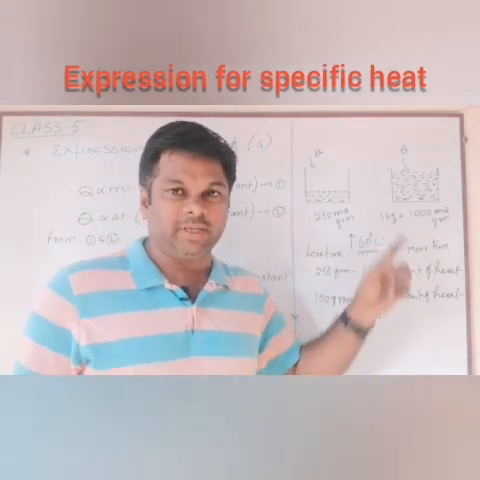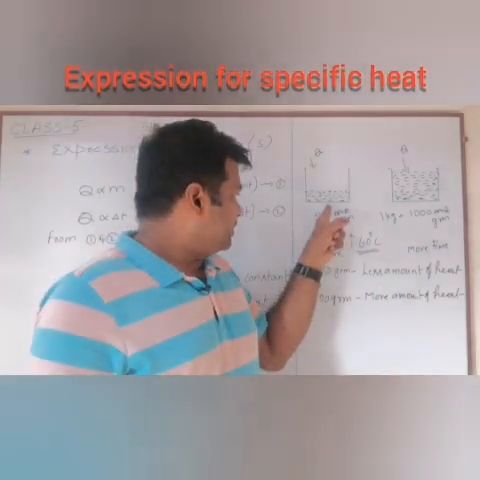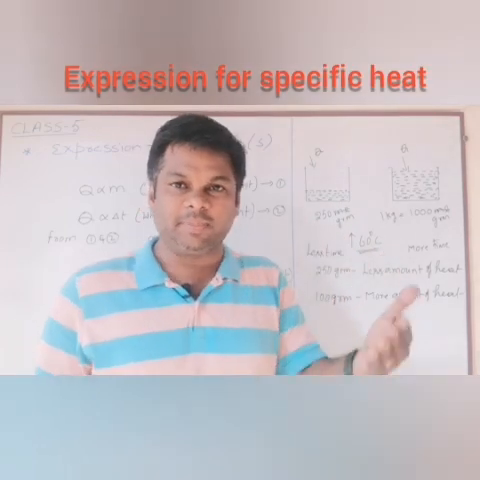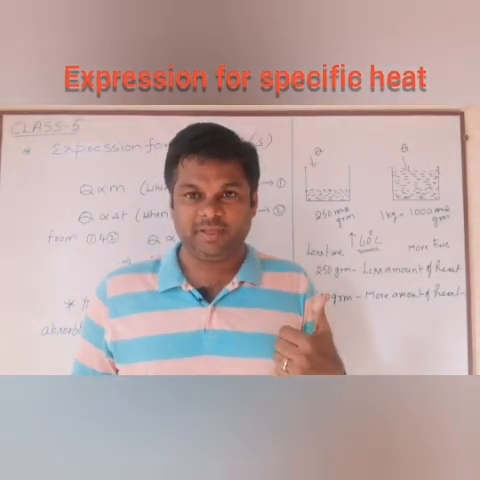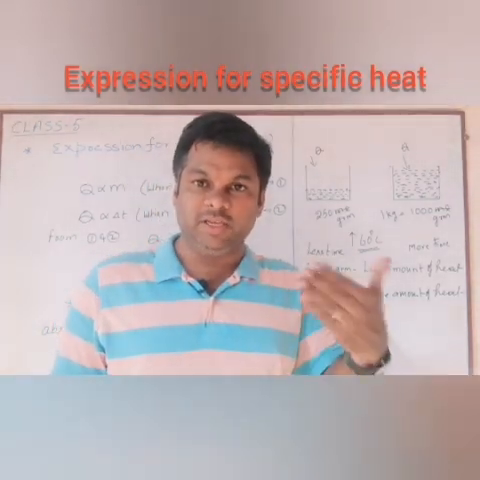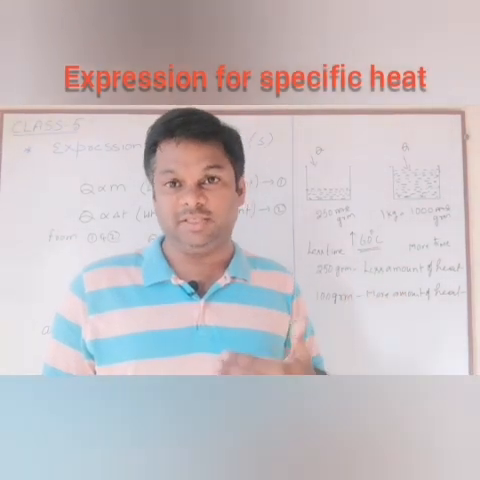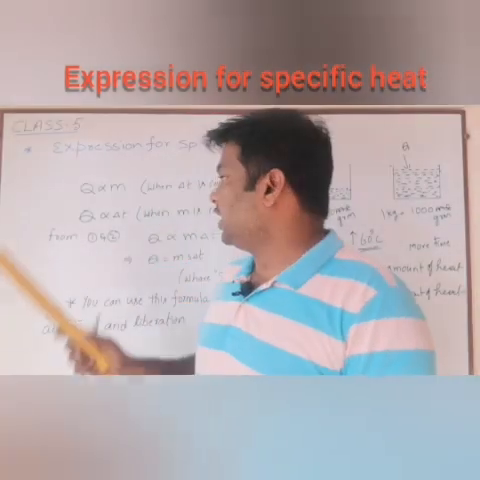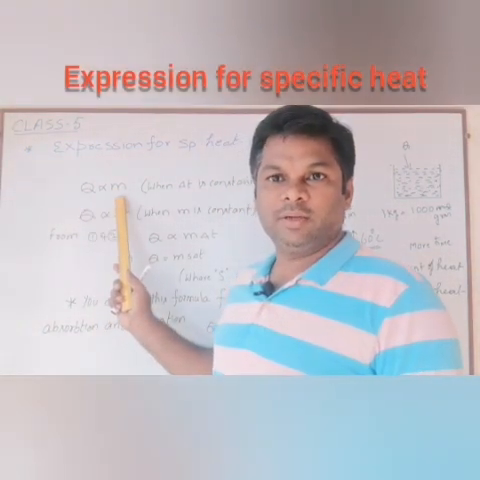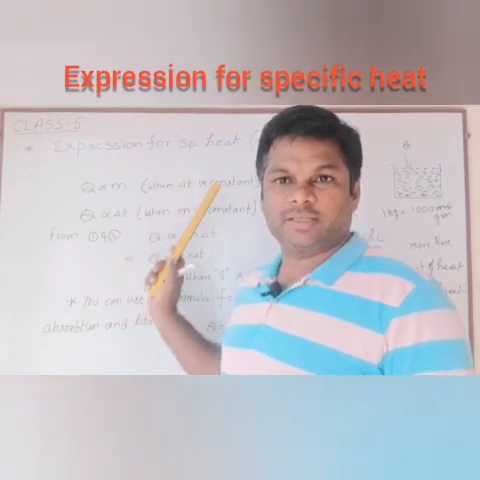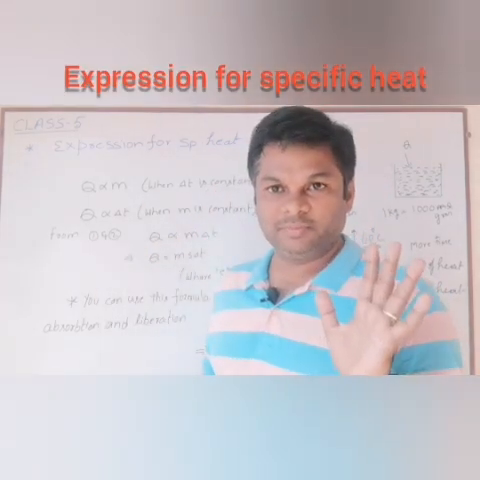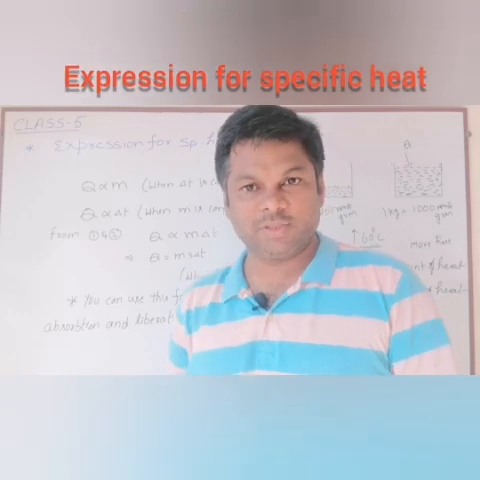To get the constant temperature change, you need to supply heat energy according to their masses. If mass is less, you need to supply less heat energy. If mass is greater, you need to supply more heat energy to get the same change in temperature. That's why we got the relation Q directly proportional to mass, where delta T is constant. So this is equation number 1. Got it?